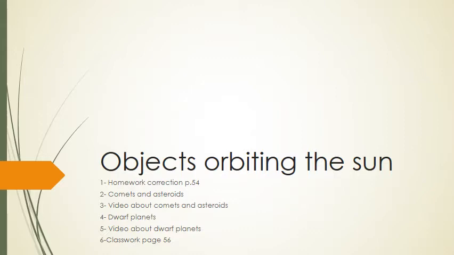So today we're going to talk about objects orbiting the sun, and we're going to discuss the word orbit. But before this, we are going to correct your homework, page 54, and then we are going to learn about some of the objects that orbit the sun, such as the comets and asteroids and the dwarf planets too. And we are going to watch some lovely videos about them. Then we're going to do a very small classwork on page 56. Now let's start.